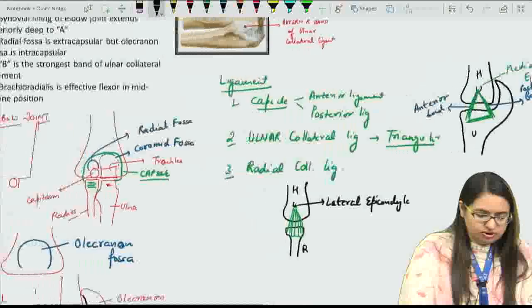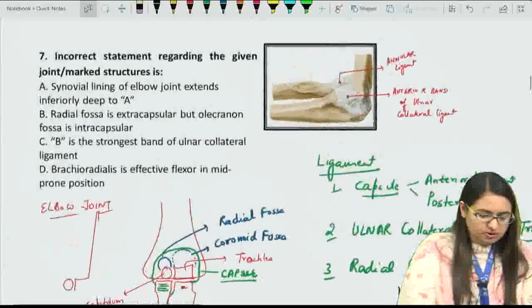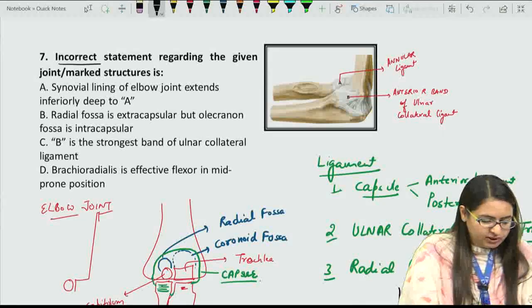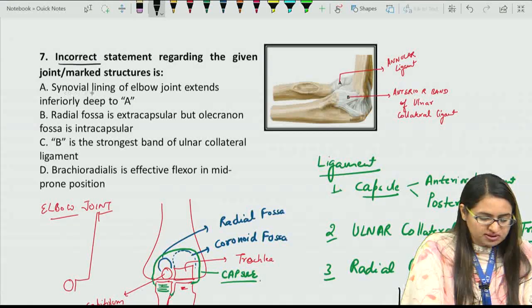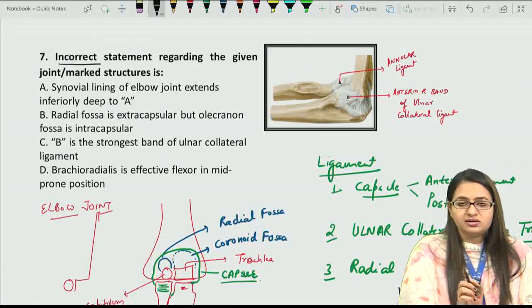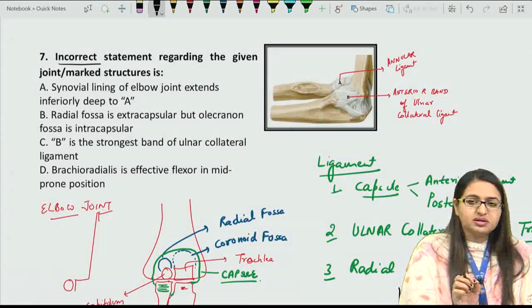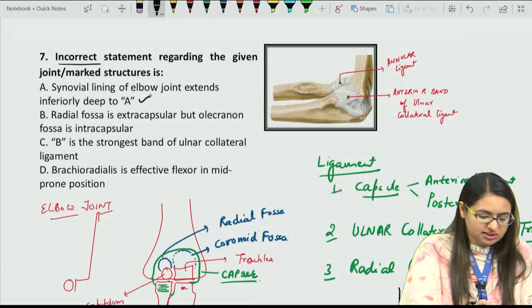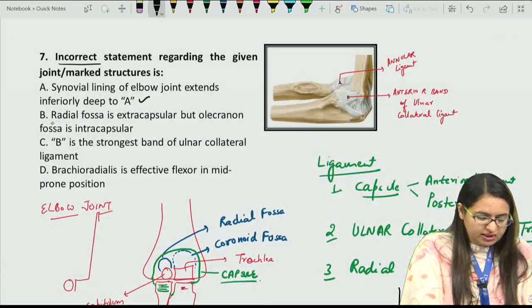Now if we come back to the question, we have to mark the incorrect statement. The first option says the synovial lining of the elbow joint extends inferiorly deep to the annular ligament, and it will be continuous with the synovial cavity of the superior radioulnar joint. This is correct.